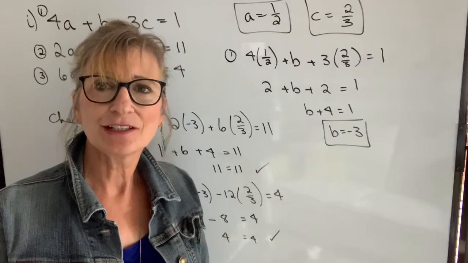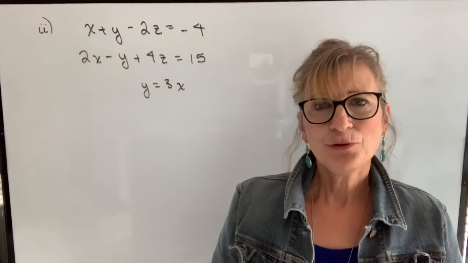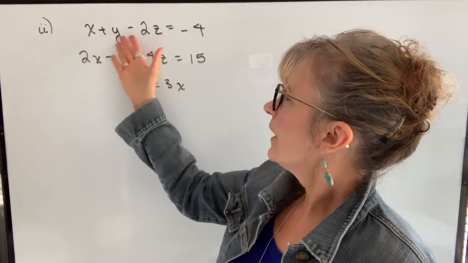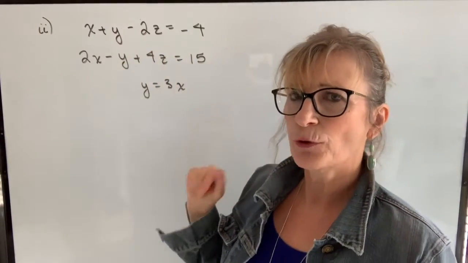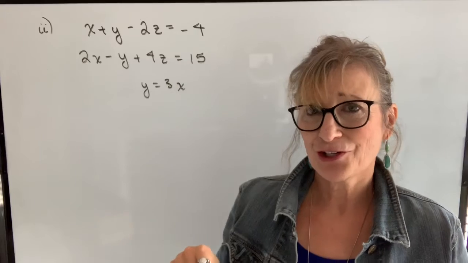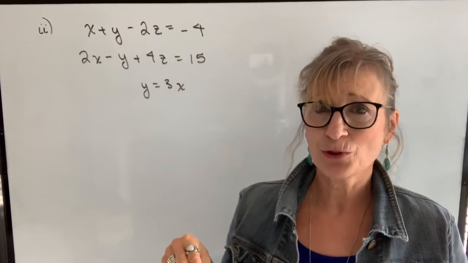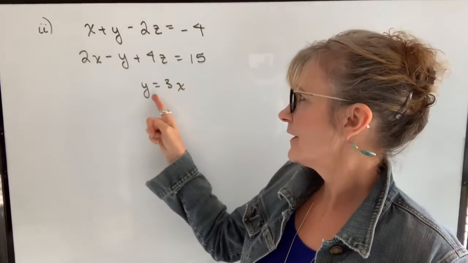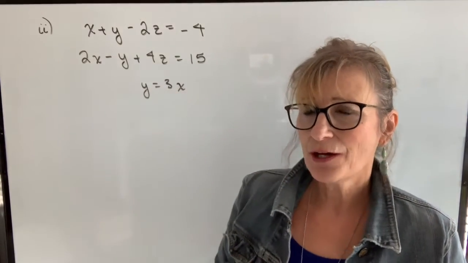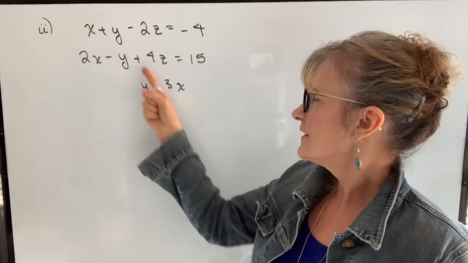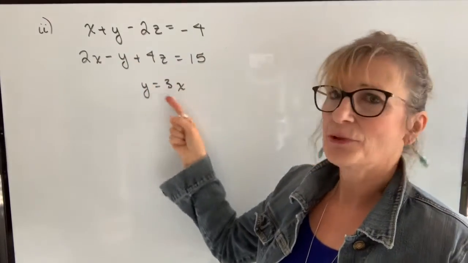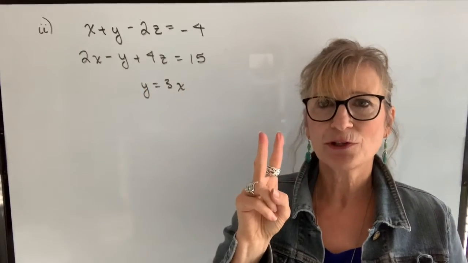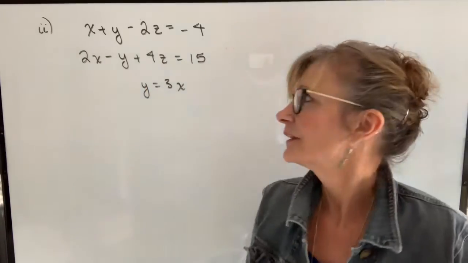Let's take a look at another example. If you encounter a question where you don't have all 3 variables in all of your equations, use that to your advantage. It's actually going to make it easier for you. So I notice here that one of my equations just has y in terms of x. So what I would do is I would replace the y with 3x in these 2 equations, and then I end up with 2 equations in 2 unknowns.